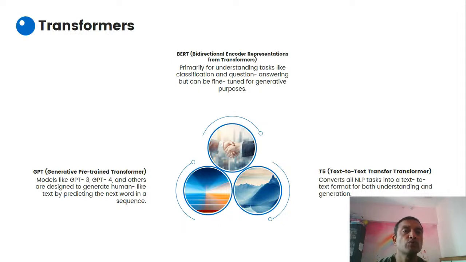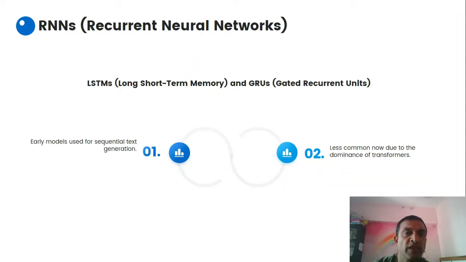You can look for much deeper insight into it when you are talking about prompt engineering, where you will understand the different parts when you are sending prompts. These generally come under the transformers, which convert all NLP tasks into text-to-text format, so both understanding and generation here. Now here we are talking about RNNs, recurrent neural networks, and long short-term memory, an early model used for sequential text generation. It is less common now due to the dominance of transformers. Transformers are very popular nowadays.